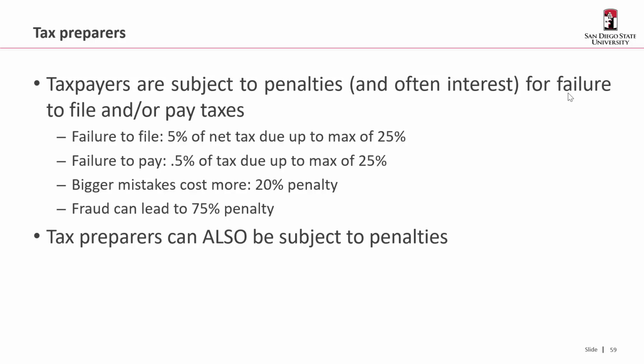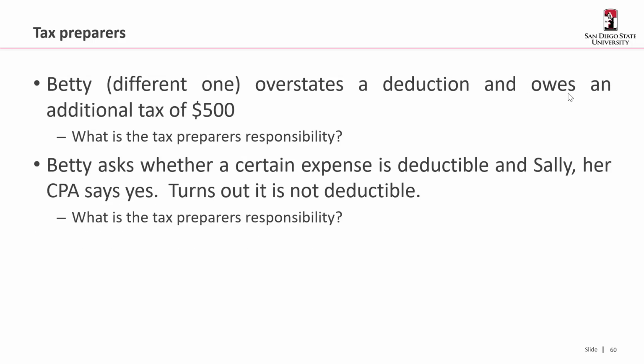Okay, so yeah, we get it. Taxpayers are subject to penalties. Note that tax preparers can also be subject to penalties. So Betty, this is a different Betty, overstates a deduction and owes additional tax of $500. So what is the tax preparer's responsibility who prepared Betty's tax return? That is, what is the professional responsibility of a tax preparer with respect to a tax return? So Betty asks whether a certain expense is deductible, and Sally, her CPA, says yes. It turns out that it's not deductible. What is the tax preparer's responsibility in this case?